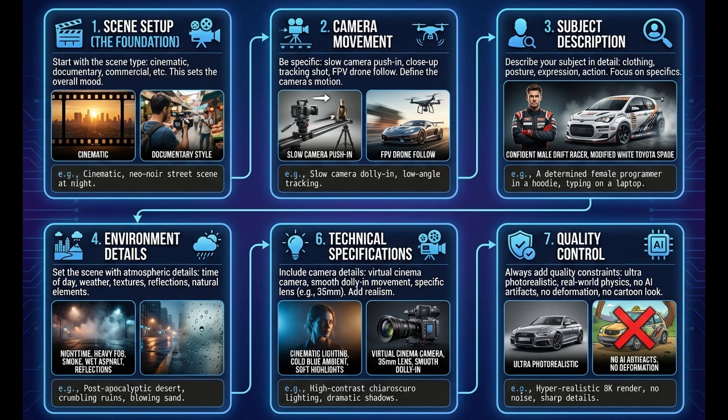And finally, always include some quality safeguards at the end. Phrases like ultra-photorealistic, real-world physics, no deformities or AI artifacts, nothing cartoonish. This is your insurance policy. It tells the AI to prioritize realism and clean output every single time. When you combine all 7 of these elements, scene style, camera movement, subject details, environment, lighting, technical specs, and quality control, you're basically handing the AI a complete creative brief. The results speak for themselves.